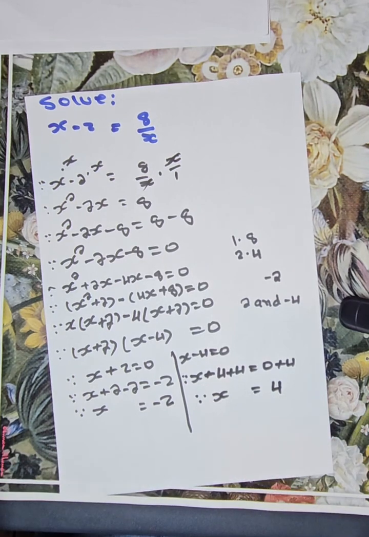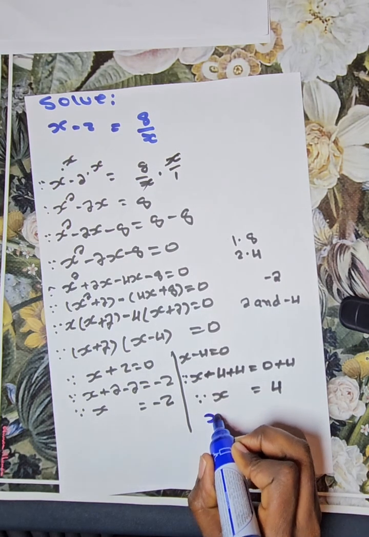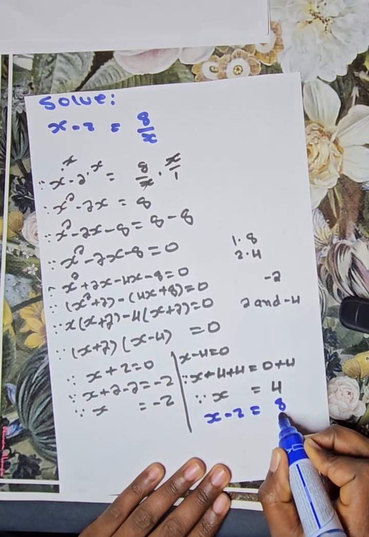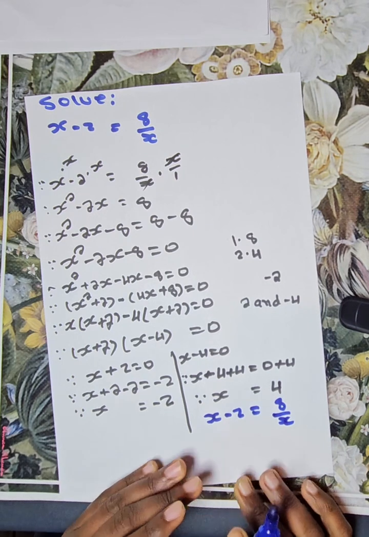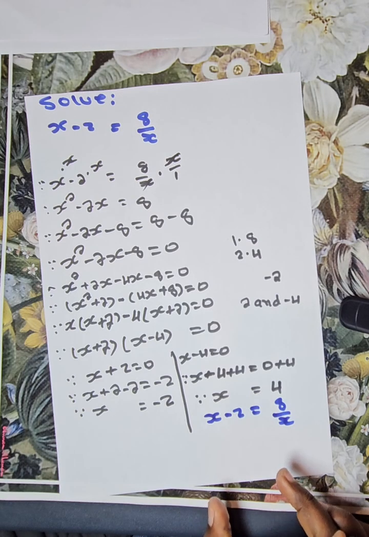Now we get two solutions, which makes sense because we are solving a quadratic equation. Now let's check, are our solutions really correct? Which means if I take our original equation, which was x minus 2 equal to 8 over x, and then substitute the value I got in place of x, I must get the right answer.